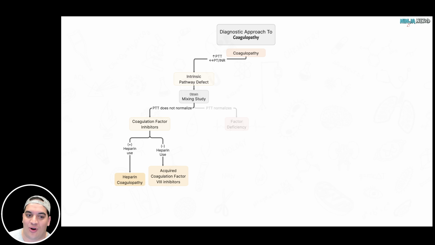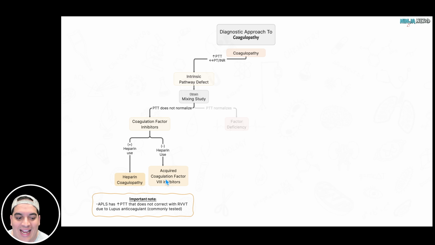And what we do after this part is the dilute Russell viper venom test. If the patient's PTT does not correct with the Russell viper venom test, it's because they have a lupus anticoagulant that's preventing this. That's really, really important. So if you ever have a patient who comes in and you check their PTT and it's prolonged, you do a mixing study and it doesn't normalize, they don't have heparin use, and you can't find an acquired coagulation factor inhibitor cause, check the dilute Russell viper venom test. If it doesn't correct, it could be due to the lupus anticoagulant, which we see in antiphospholipid syndrome. That's something to consider.